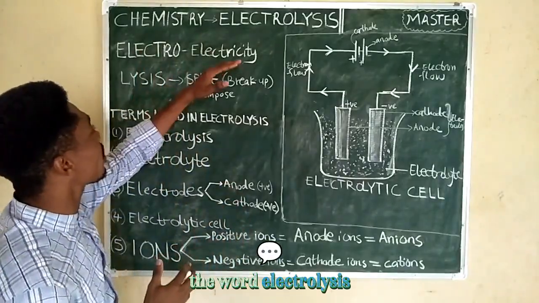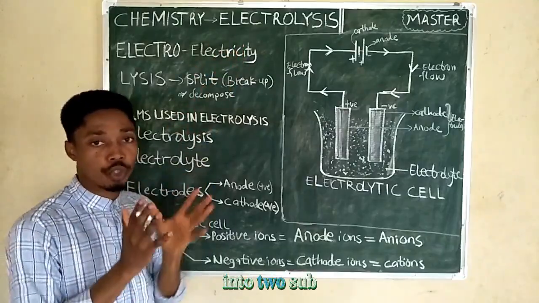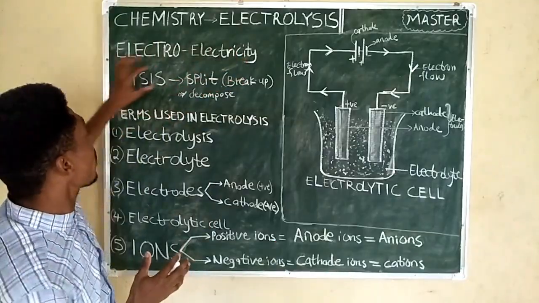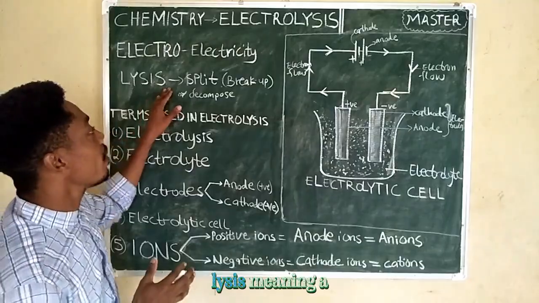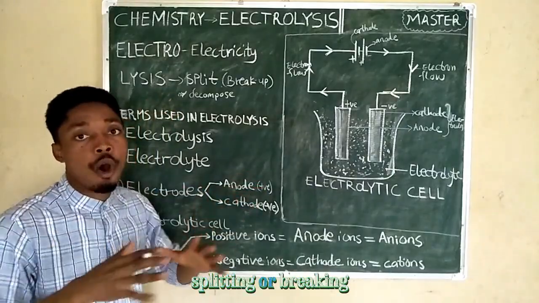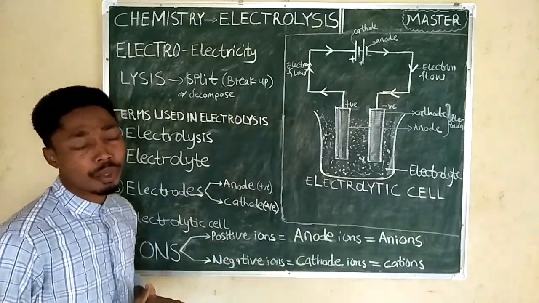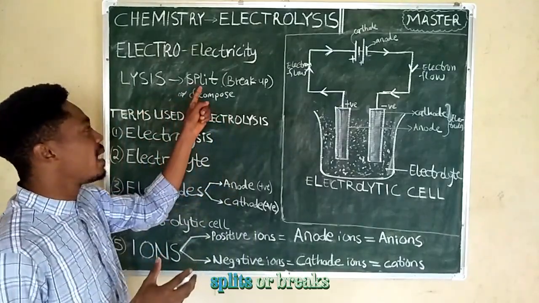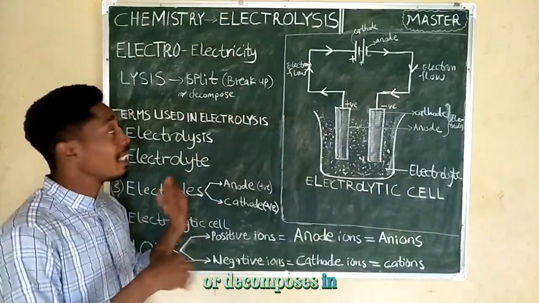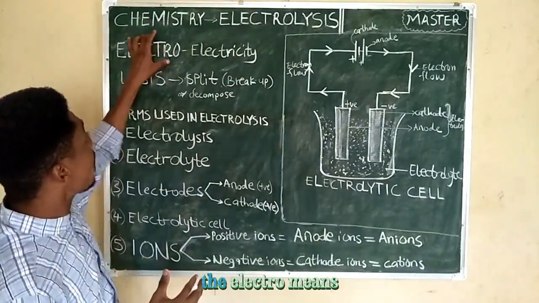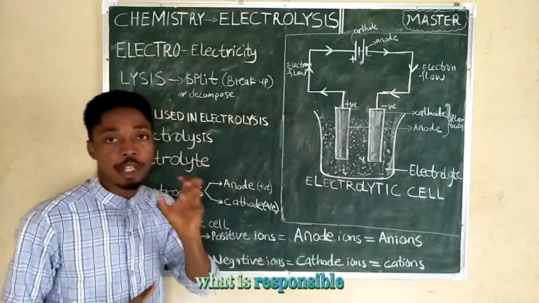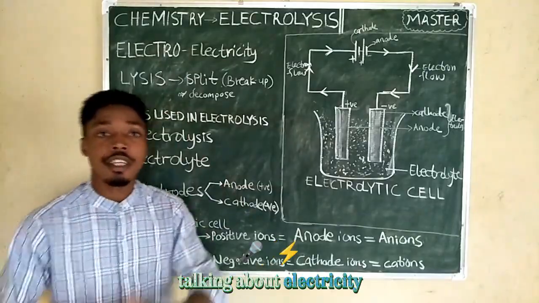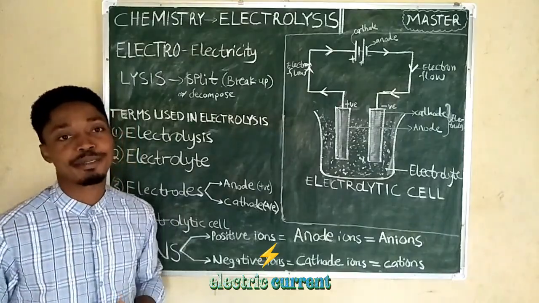The word electrolysis can be divided into two subwords. First, electro, meaning electricity. The next is lysis, meaning a splitting or breaking up. You can also call that decompose. So, there is a substance that splits or breaks up or decomposes in the process of electrolysis. The electro means that what is responsible for this splitting is electricity. And when we're talking about electricity, we speak of electric current.